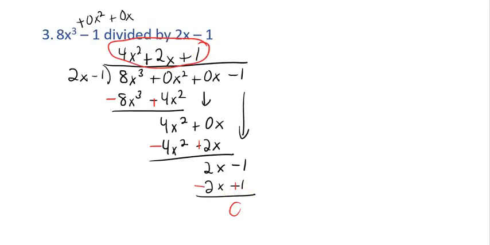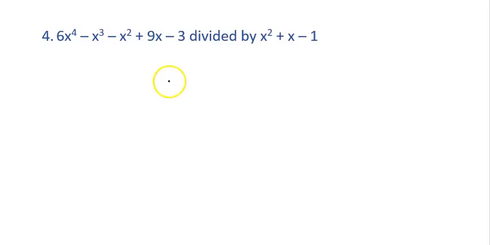Okay, and for our last example, we're going to divide by, instead of a binomial, a trinomial. And with this as well, you want to make sure that you're not skipping any powers. So we don't want to skip any powers over here, and we don't want to skip any powers here. If we do, put zeros in for any of those cases.